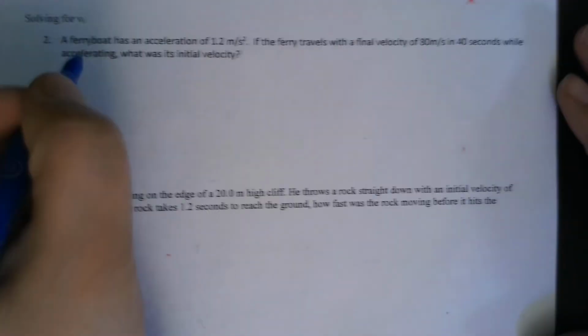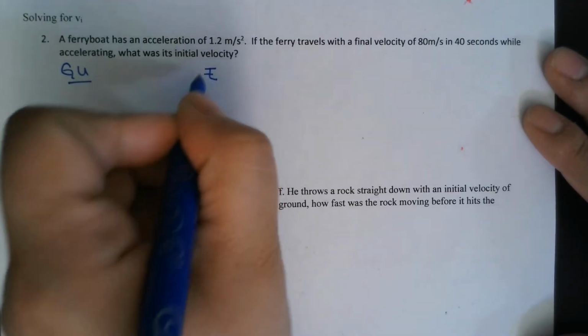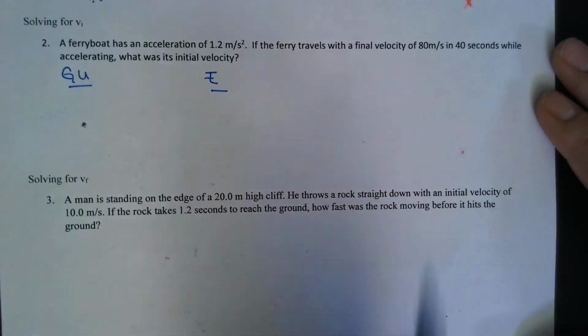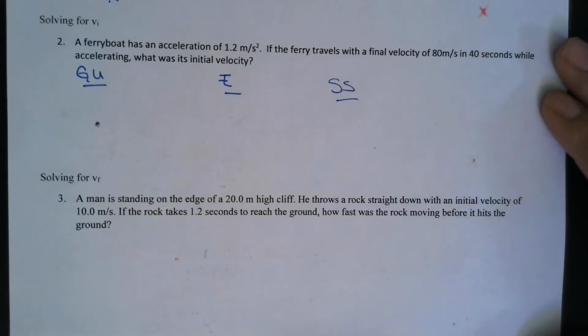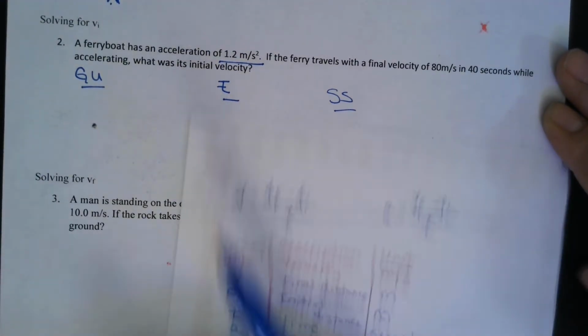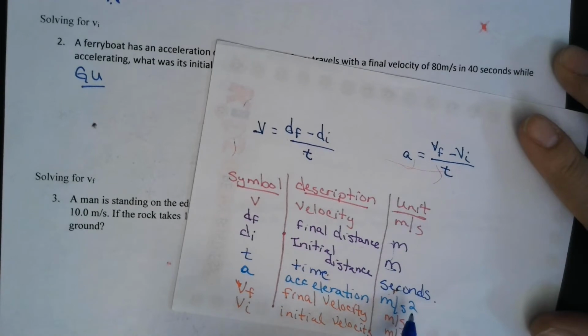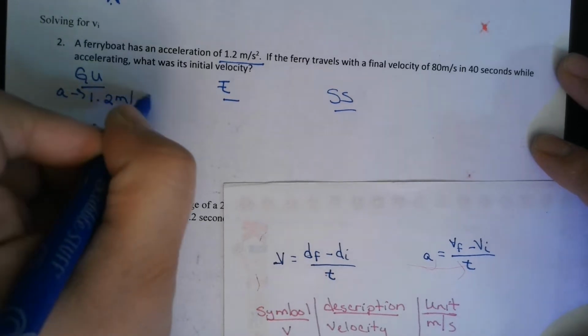All right, continuing with our guessing. So givens and unknowns. Equation, we won't be rearranging the equation, but know that we're going to use this to substitute and solve. The information given to us says that a ferry boat with an acceleration of 1.2 meters per second squared. Meters per second squared is right here. That is my acceleration. A is 1.2 meters per second squared.